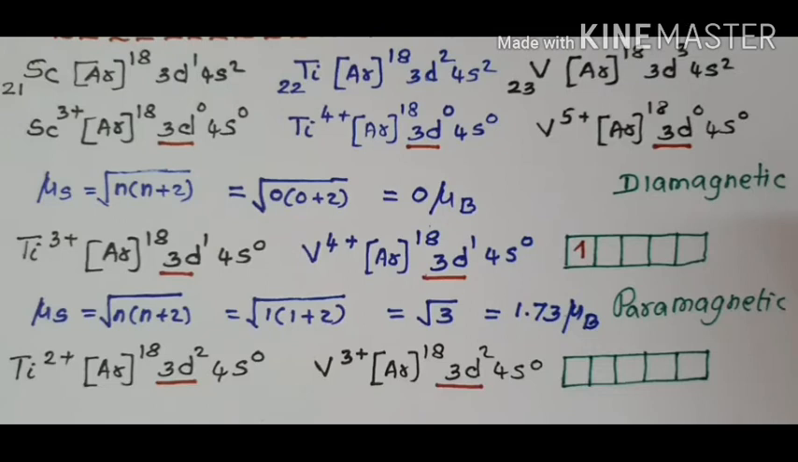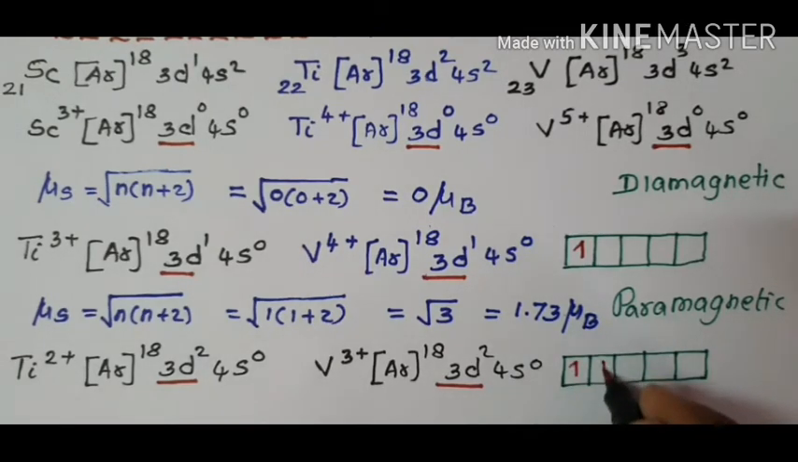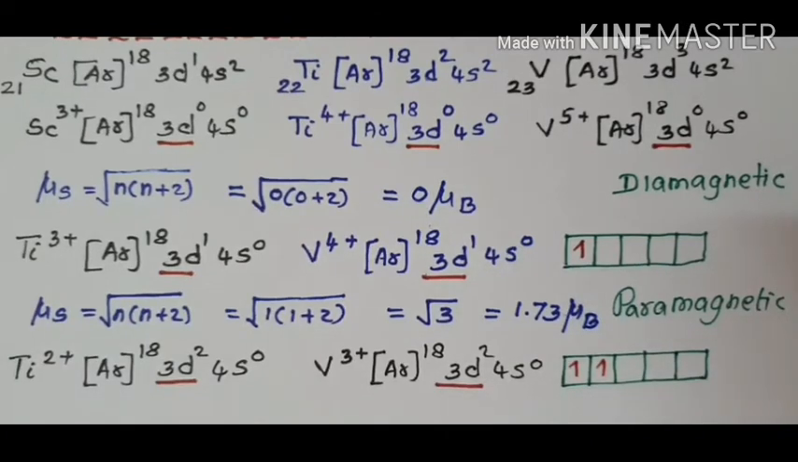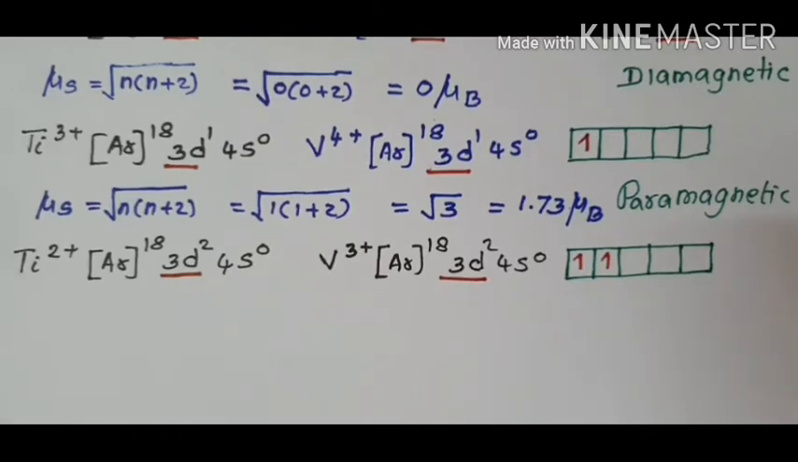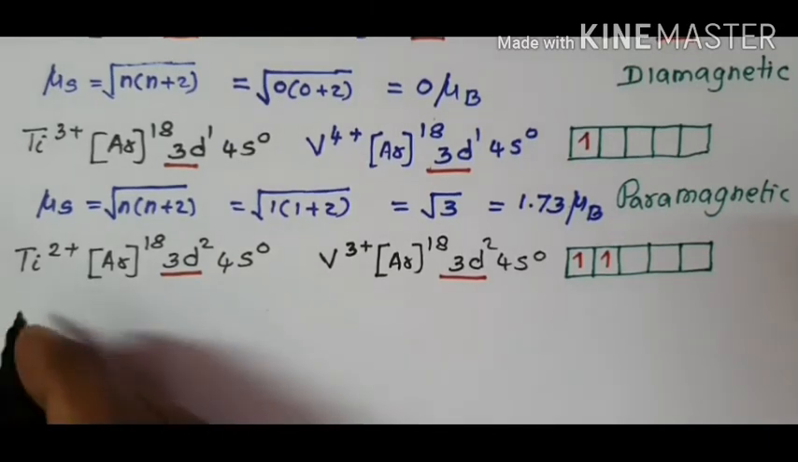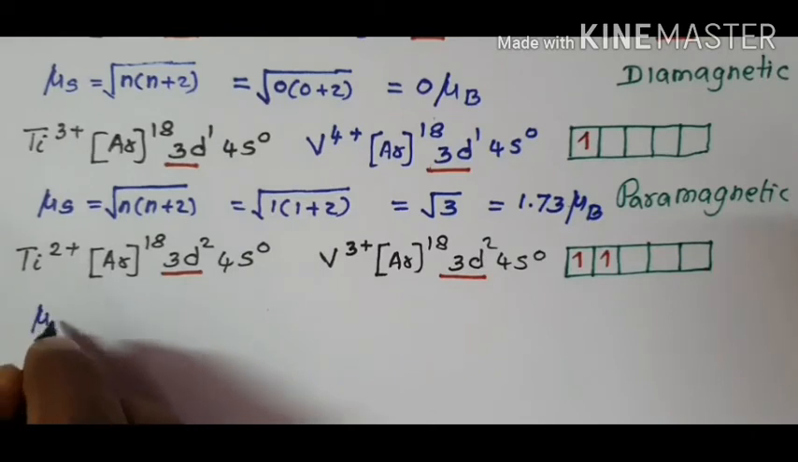We have only 2 electrons in the 3d orbital. Fill those 2 electrons according to Hund's rule. So how many unpaired electrons do we have? Only 2 unpaired electrons. n value equal to 2. Now calculate the spin only magnetic moment.